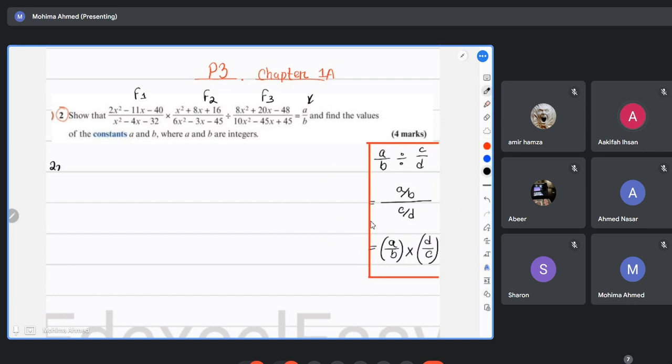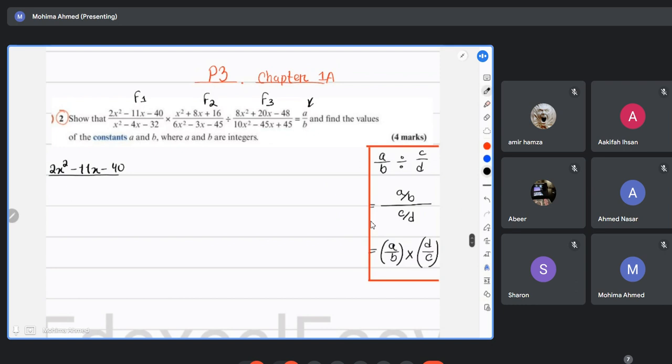So I'll just write this entire thing. There are quadratic equations in both the numerator and denominator of the three fractions, right? So you have 2x squared plus 11x minus 40 divided by x squared minus 4x minus 32. I'm going to explain this maths with as much detail as I can, only for this maths. From the next maths, we're going to start using shortcuts. And then again, 6x squared minus 3x minus 45.